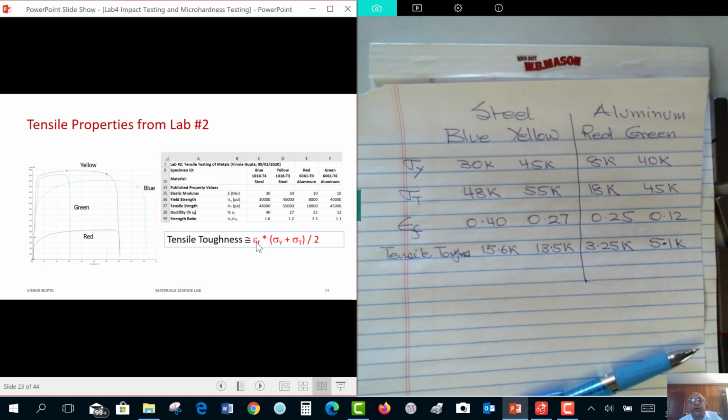Now, if I use this formula, I find out that the tensile toughness, putting these three values in this formula, is 15.6 K here. So upon strengthening, the material becomes less tough. Here, on the other hand, in aluminum, notice upon strengthening, strength increased quite a bit, but the tensile toughness also increased. So in this particular process, not only do we increase the strength, we increase the toughness also.